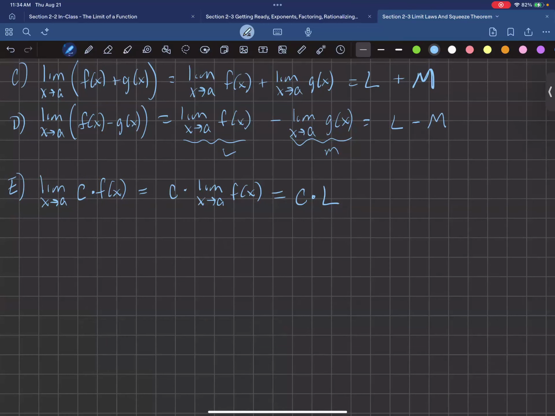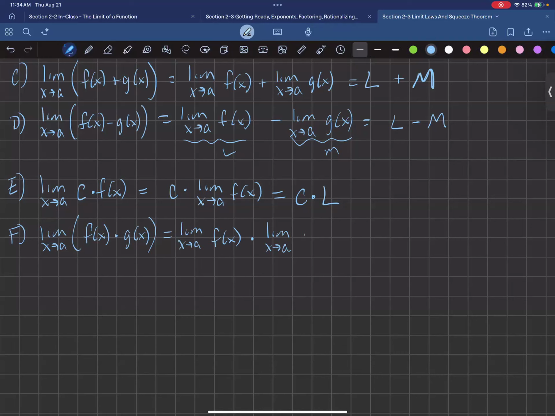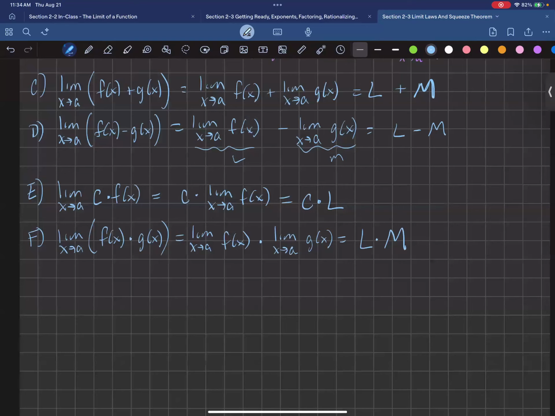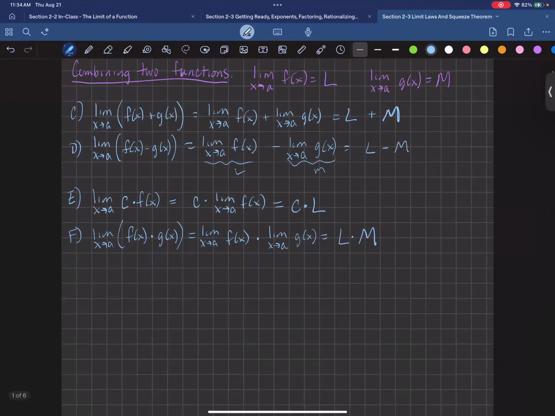Then we have the product, when we multiply them. The limit as x approaches a, if we're going to do f of x times g of x, is the limit as x approaches a of f of x times the limit as x approaches a of g of x, and that ends up being L times M. Remember, those are from up above.